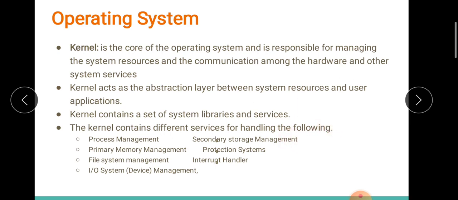So the secondary storage management service of the kernel is responsible for the disk storage allocation, disk scheduling, which is the hard disk, right? When I say disk, it is hard disk. Hard disk storage allocation, hard disk scheduling, free disk space management. So all these things are controlled under the secondary storage management.